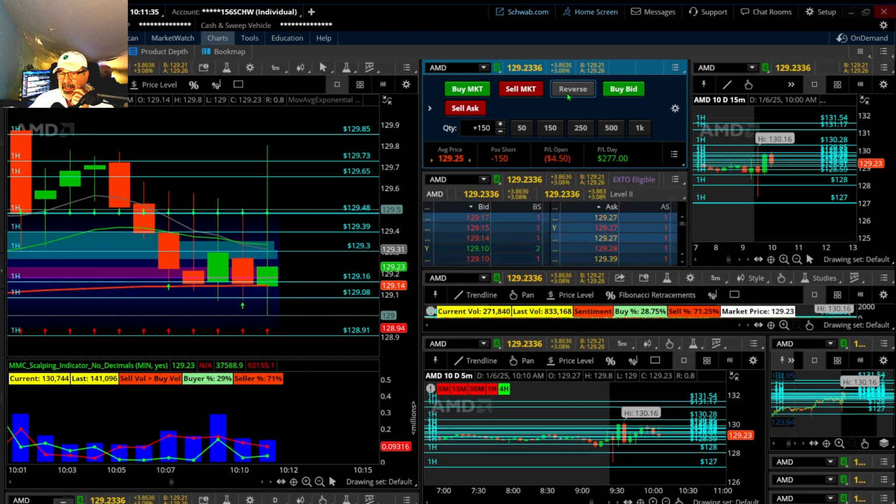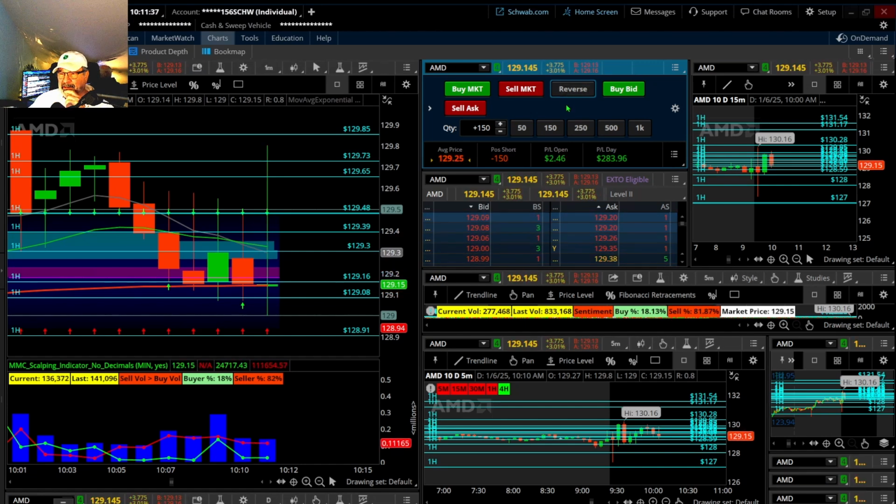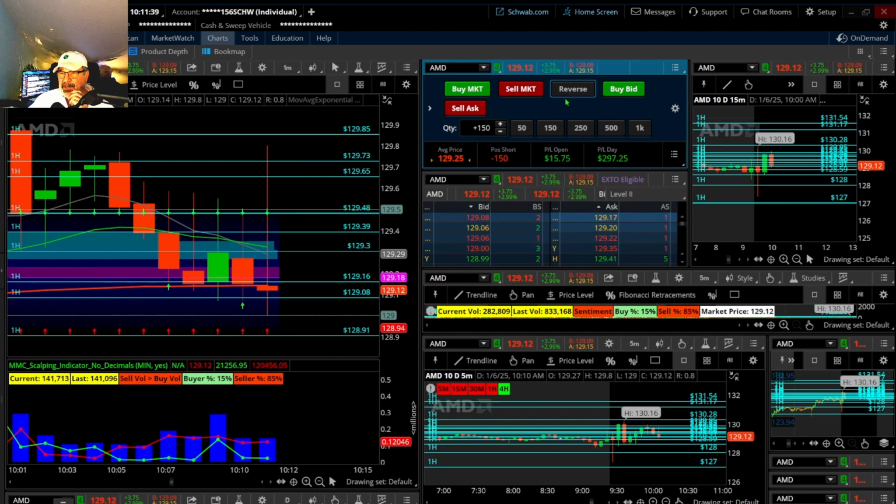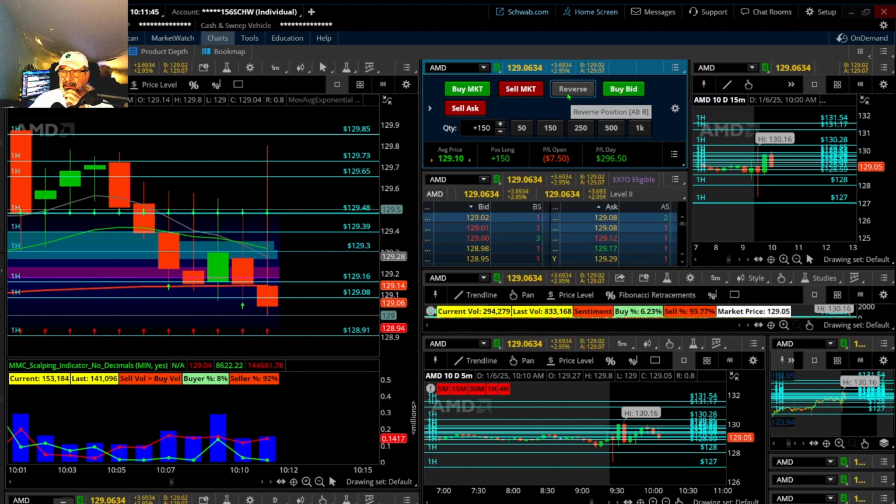I'm going to take that. I tried to catch it at the 30. I thought the shadow wick was telling me something that it wasn't, but I'm going to take that again. So I got it 129.10.